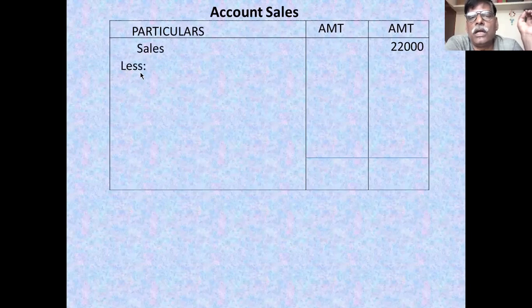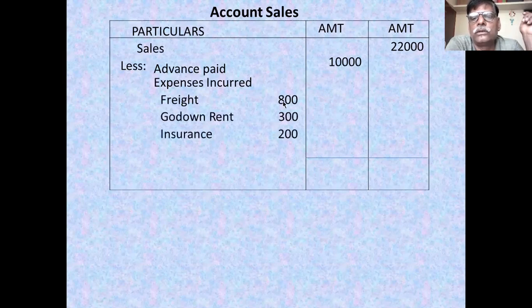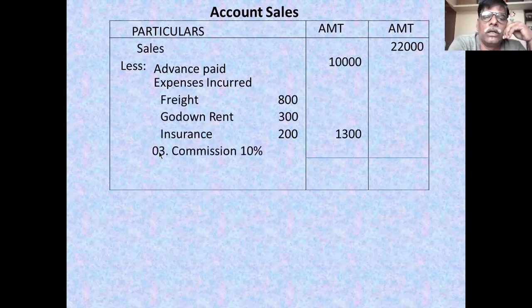So you write the heading Less. Under Less, first is advance paid. Advance paid is 10,000. Second is expenses incurred. Expenses incurred are freight 800, godown rent 300, then insurance 200. Total of this is 1,300. You write it in the inner column. Then the third item is commission.